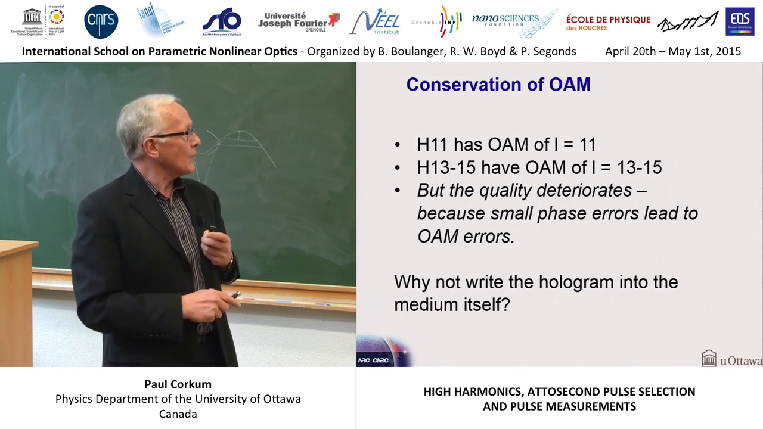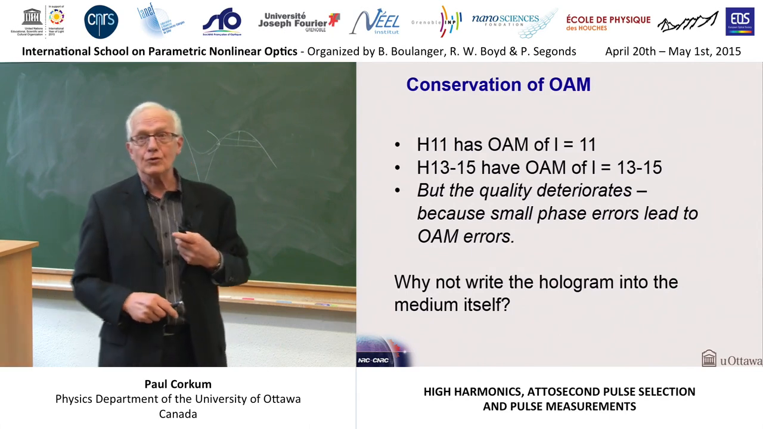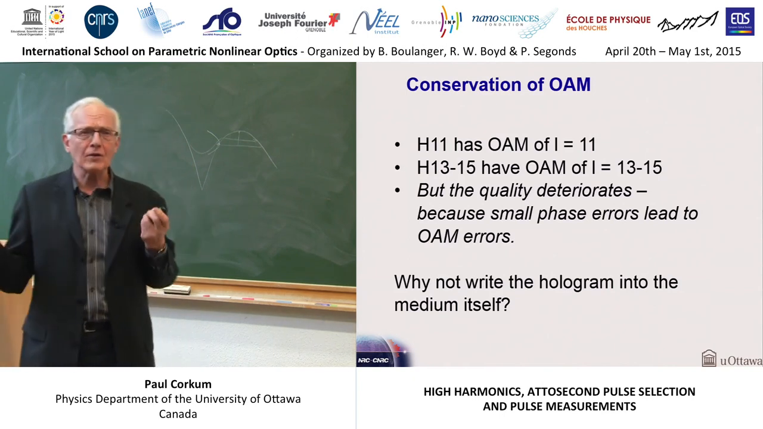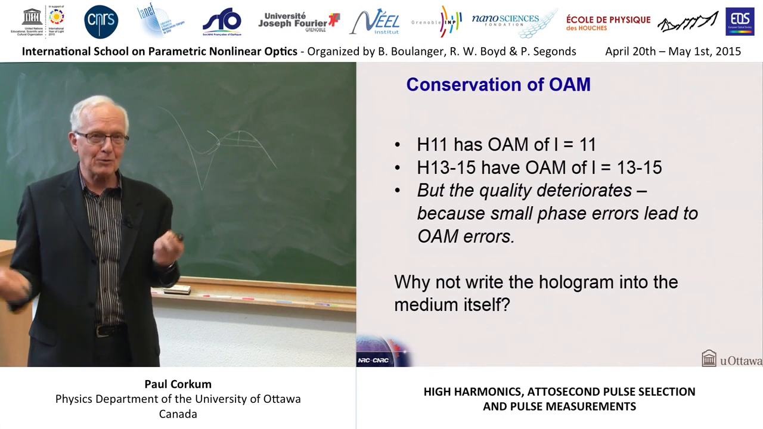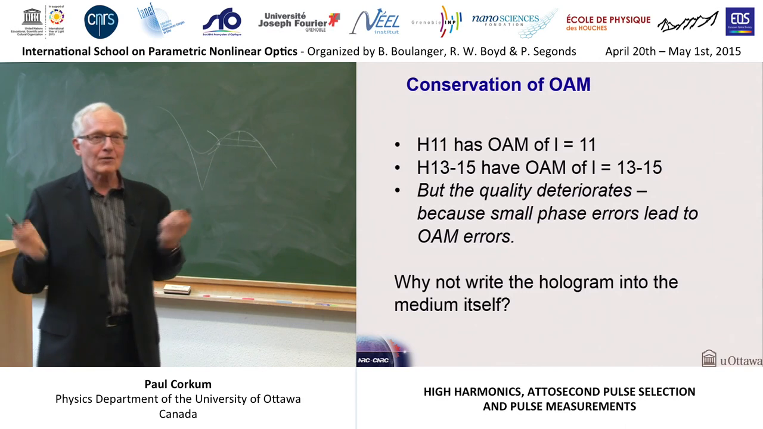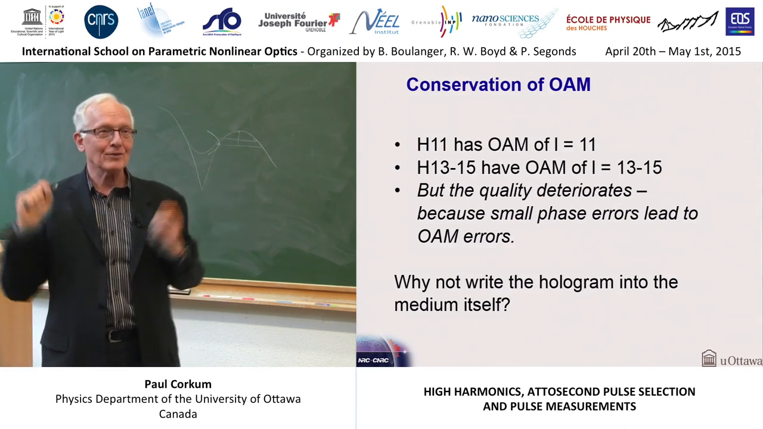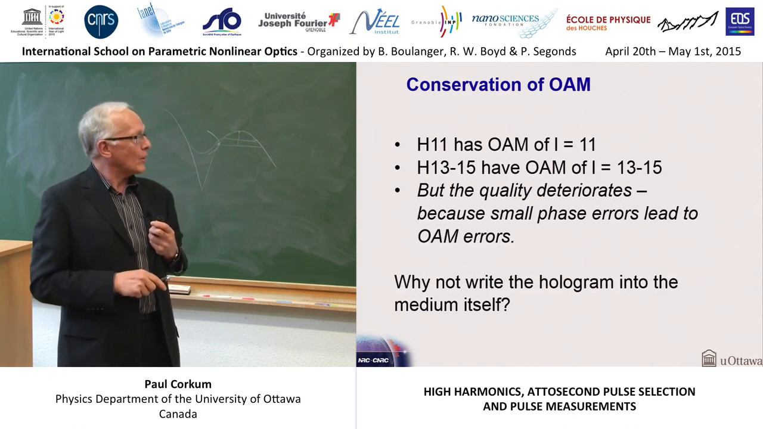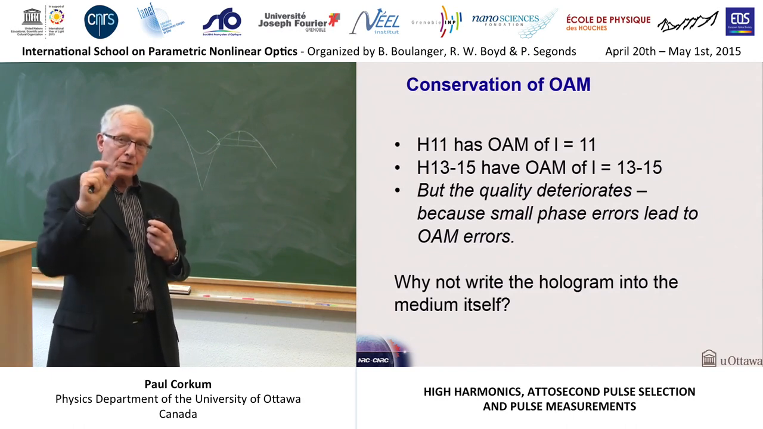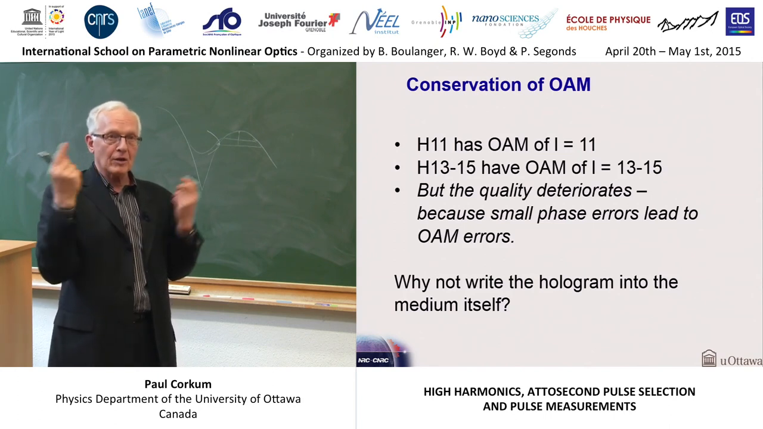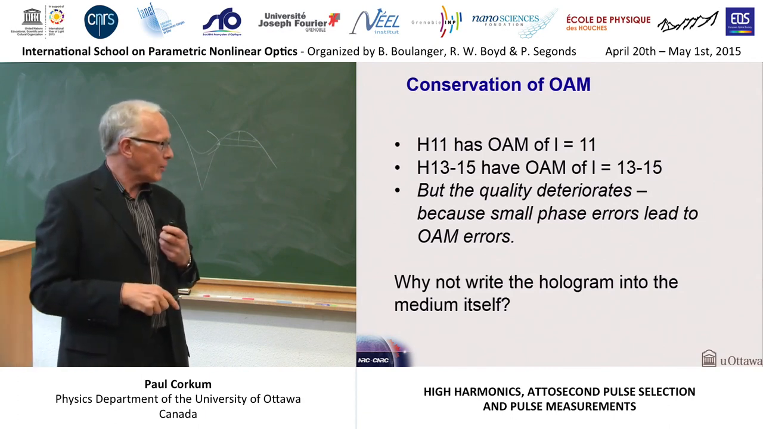Harmonic 11 has L equals 11. Harmonic 13 and 15 have L equals 13 and 15. But by that time, it starts to get kind of messy, and it's awfully hard, and you almost have to be a believer to believe. I think at 17, you have to be a believer to believe. Maybe at 15, I think everybody believes. It got through a referee, so I guess a critical referee believed. But the quality deteriorates because I think small phase errors in the fundamental are coupled into the orbital angular momentum beam, and they lead to a mixing of orbital angular momentums.